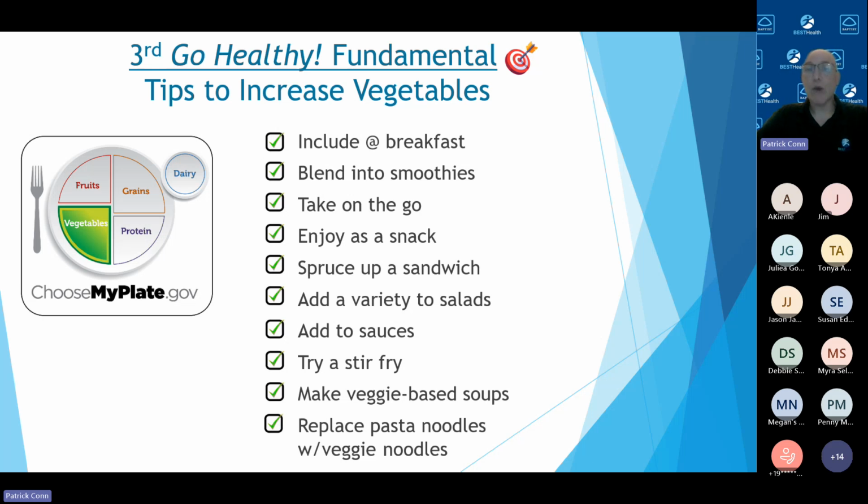So does anybody have any questions or comments on the vegetables or even the fruits before we get to our action steps for the week? And again, if that chat pops up, I will grab it when it comes through there.